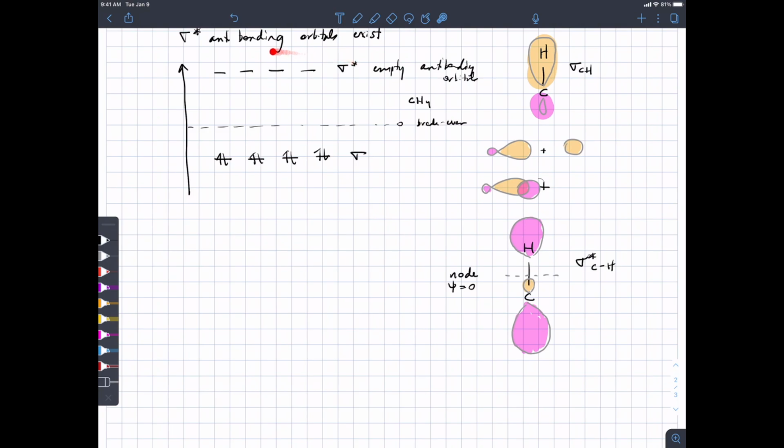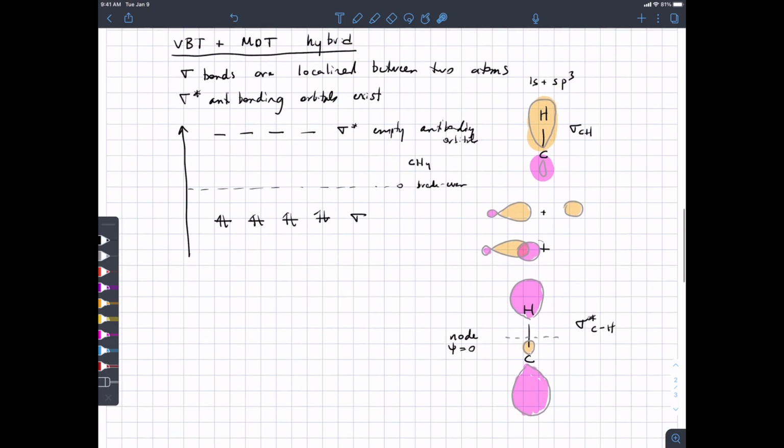All right, so the sigma stars are all up here, the sigma bonding orbitals are all there. So our hybrid approach is going to acknowledge, okay, fine, it's easy, let's just think about bonds as being two electrons shared between two atoms, but don't forget the antibonding orbitals, because they're going to have an important role later on. Okay? Questions?